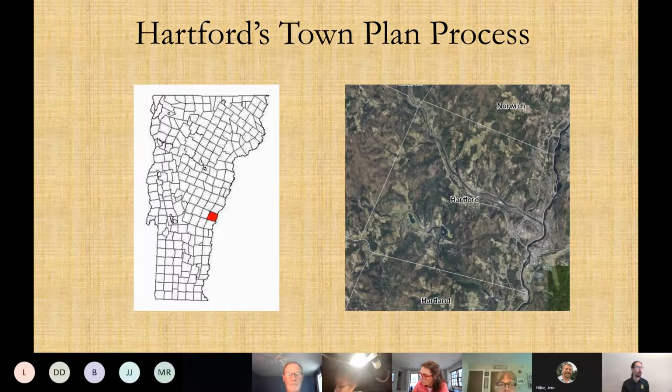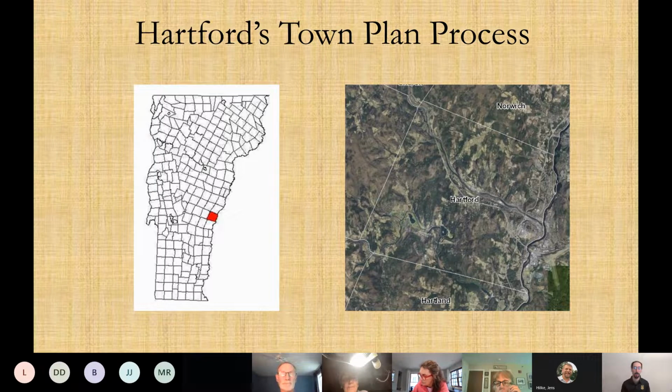And I'm going to use the Hartford's town plan process as an example here. They do a really good job of getting consensus on their problem statements. And during a town plan rewrite, Hartford decided to look at their growing population, and they identified that there was significant development pressure threatening the rural character of their town.